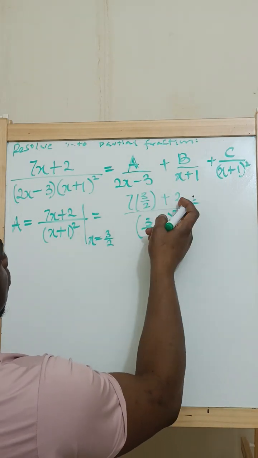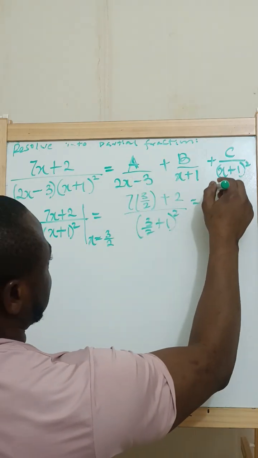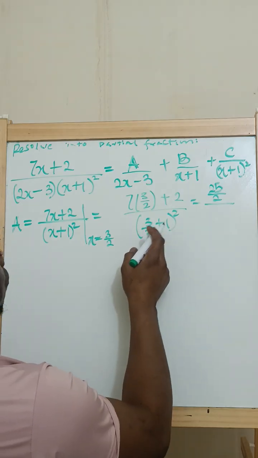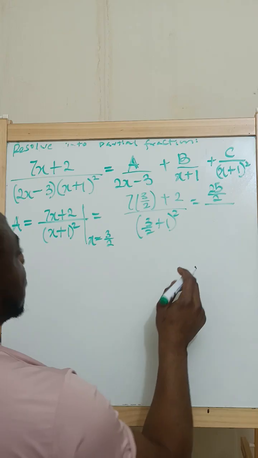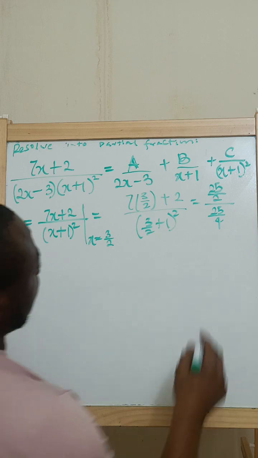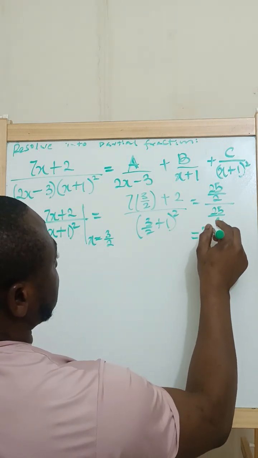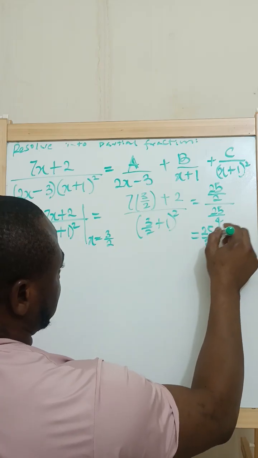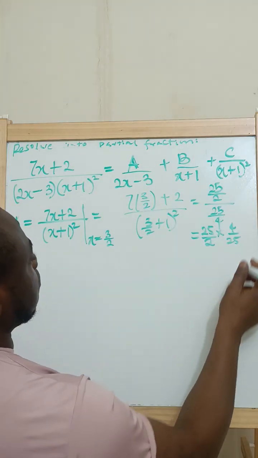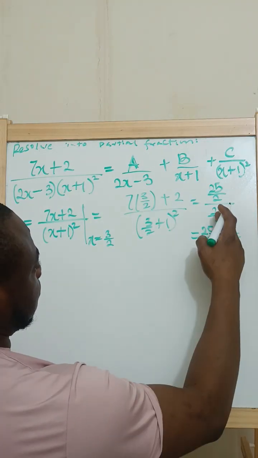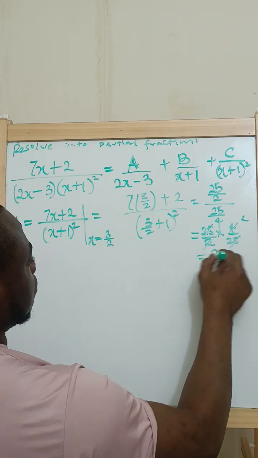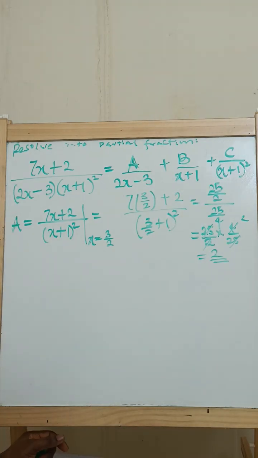21 over 2, and 2 times 2 is 4, plus 21, that's 25 over 2. While for the denominator, 3 over 2 plus 1 is 5 over 2, squared, that will be 25 over 4. So if we do the division, 25 over 2 times 4 over 25, we convert division to multiplication and invert the fraction at the denominator. So 25 cancels 25, and 2 cancels with 4, so we are left with 2. So the value of A is 2.